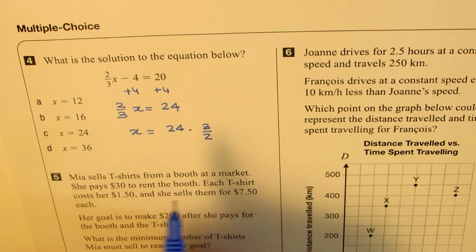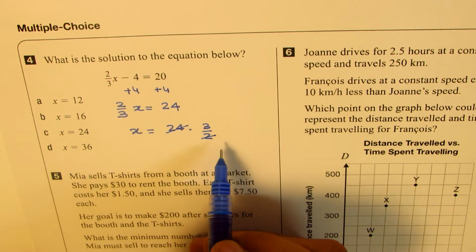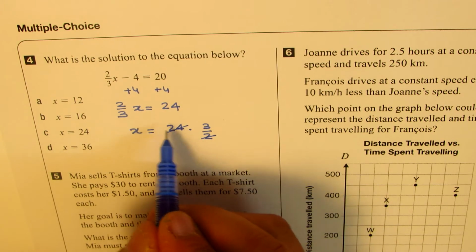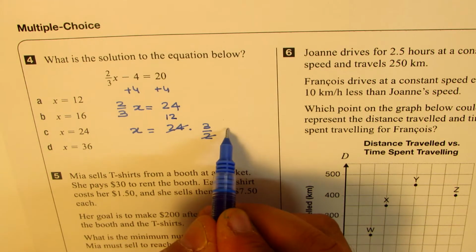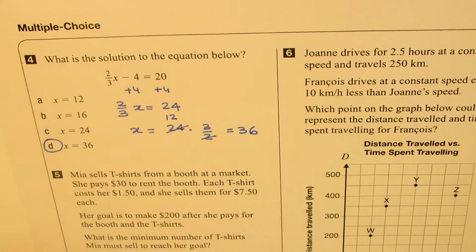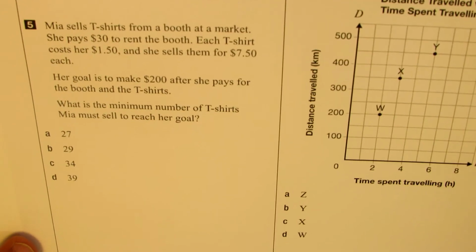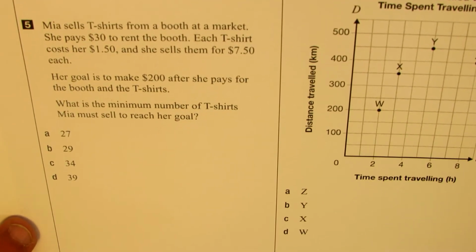Now let's simplify this also. Calculator is allowed, so you could do it with a calculator also, right? So half of 24 is 12, and 12 times 3 is 36. So we get option D as the right option. Perfect. Now question number 5 is a word problem for us.